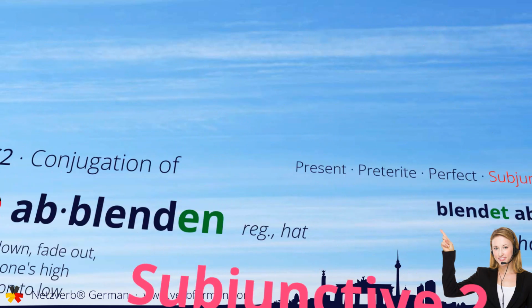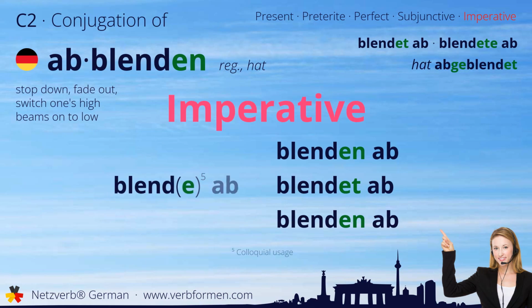And finally, we'll cover the imperative. Blende ab du. Blenden ab wir. Blendet ab ihr. Blenden ab sie.